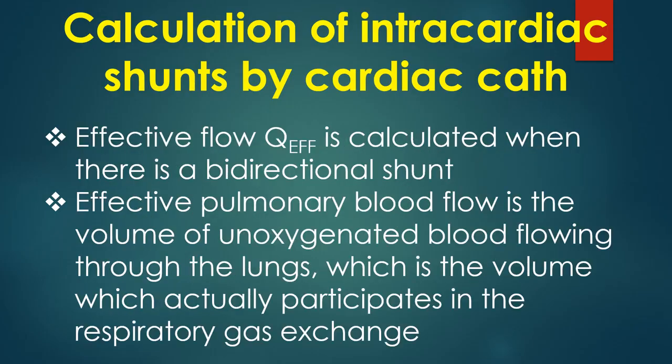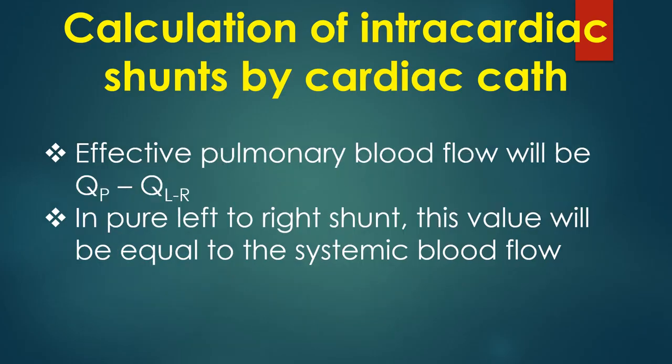Effective blood flow is calculated when there is a bidirectional shunt. Effective pulmonary blood flow is the volume of unoxygenated blood flowing through the lungs, which is the volume which actually participates in the respiratory gas exchange. Effective pulmonary blood flow will be QP minus Q left to right. In pure left to right shunt, this value will be equal to the systemic blood flow.